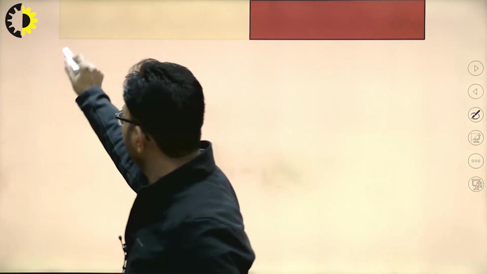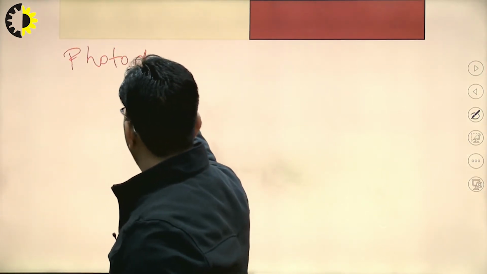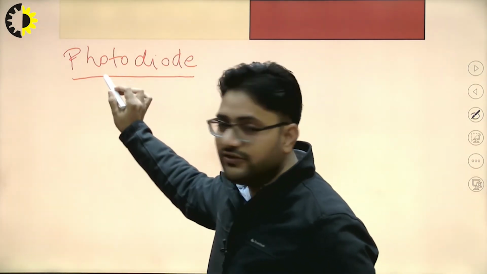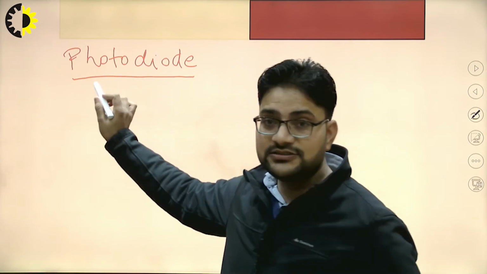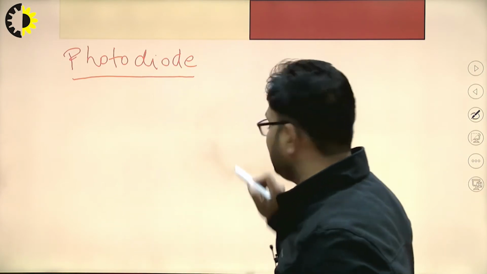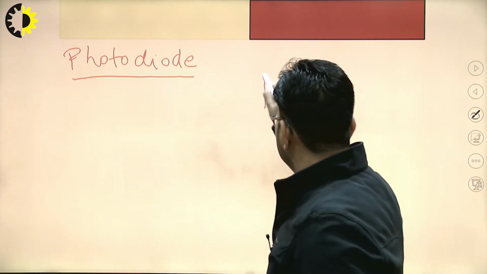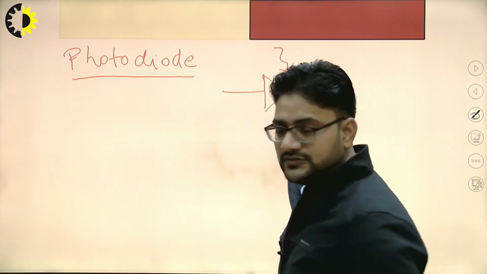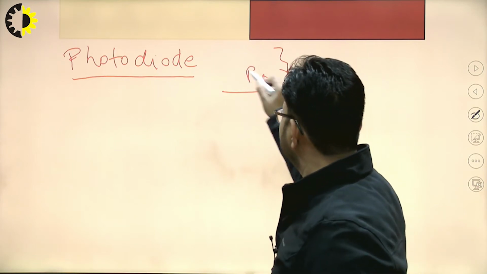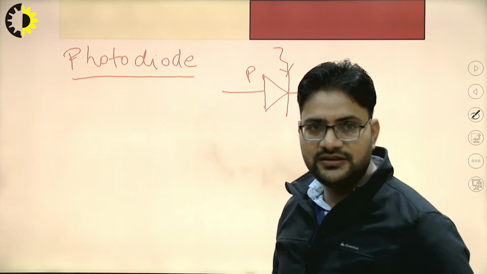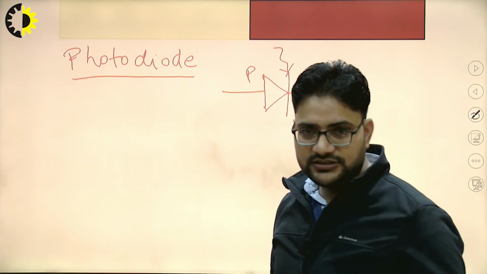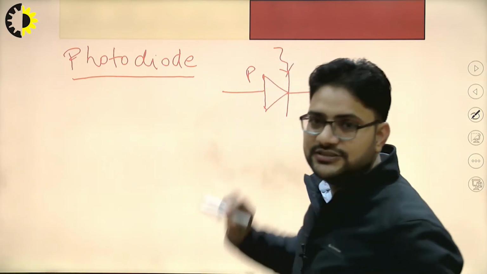Photodiode, as the name suggests, the working of the photodiode depends on light, right? And it is basically a PN junction diode. This is a simple representation for the photodiode. It is basically a PN junction diode. This side is the P side and this side is the N side, right? And through this arrow we show that light is being introduced to it.